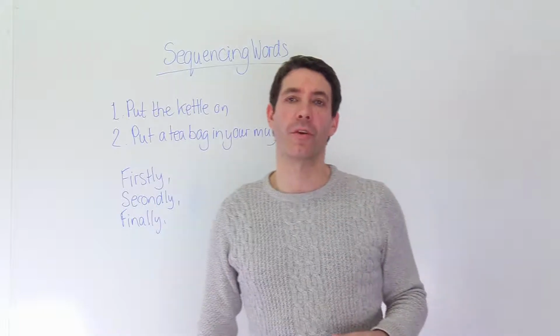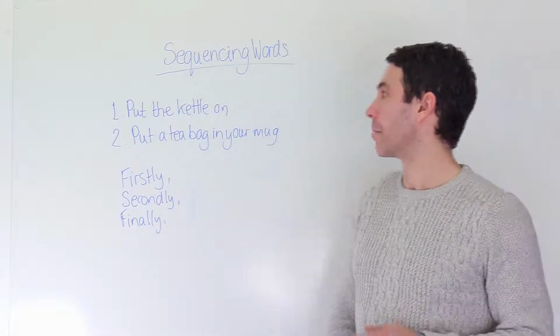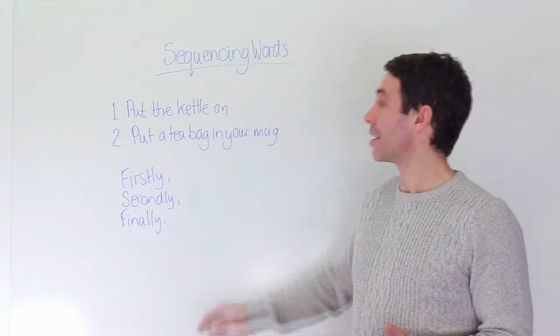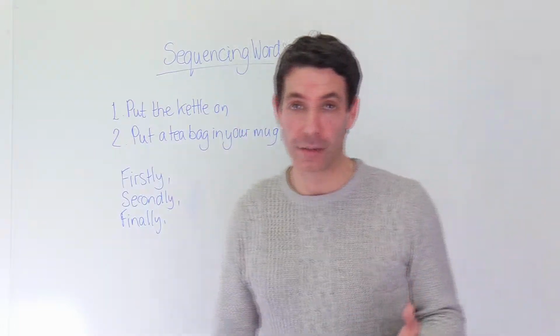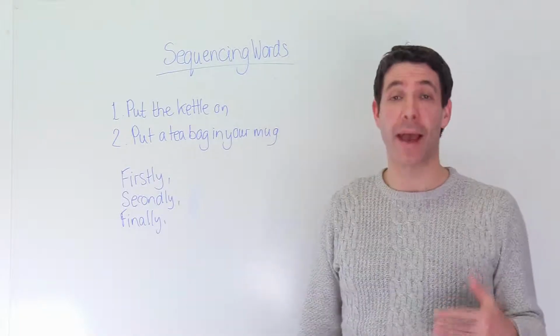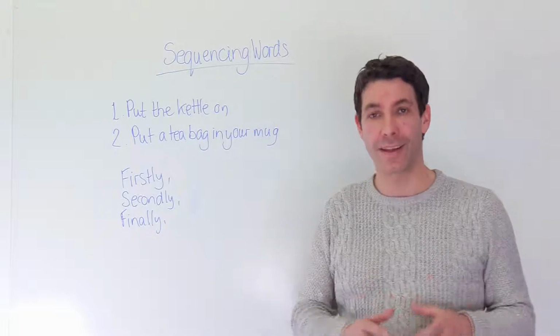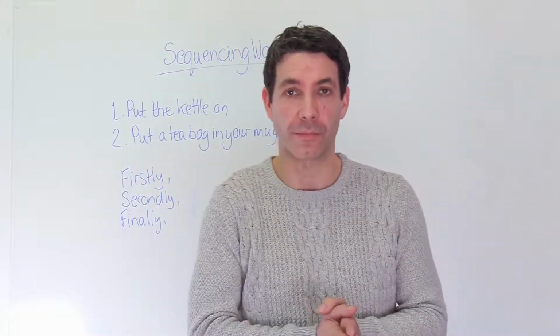If somebody asked you to write down the steps necessary to make a cup of tea, how would you do it? Well, you could choose to use numbers like this. You could put number 1, put the kettle on. Number 2, put a tea bag in your mug. Or you could use words like this: firstly, secondly, and finally.